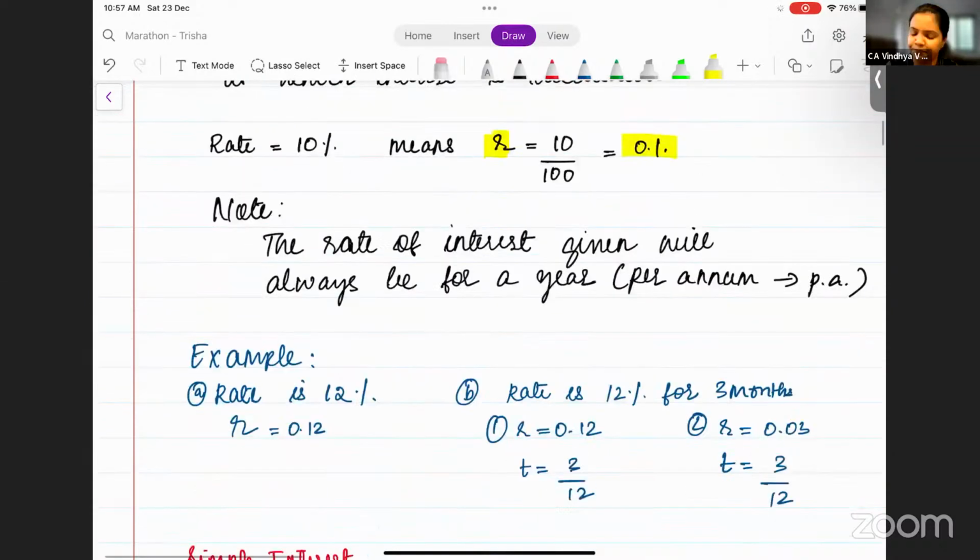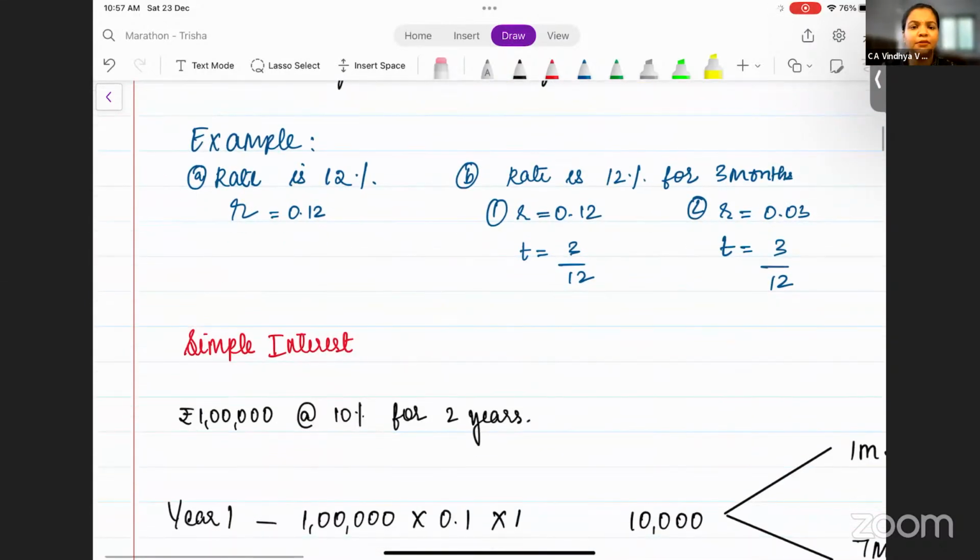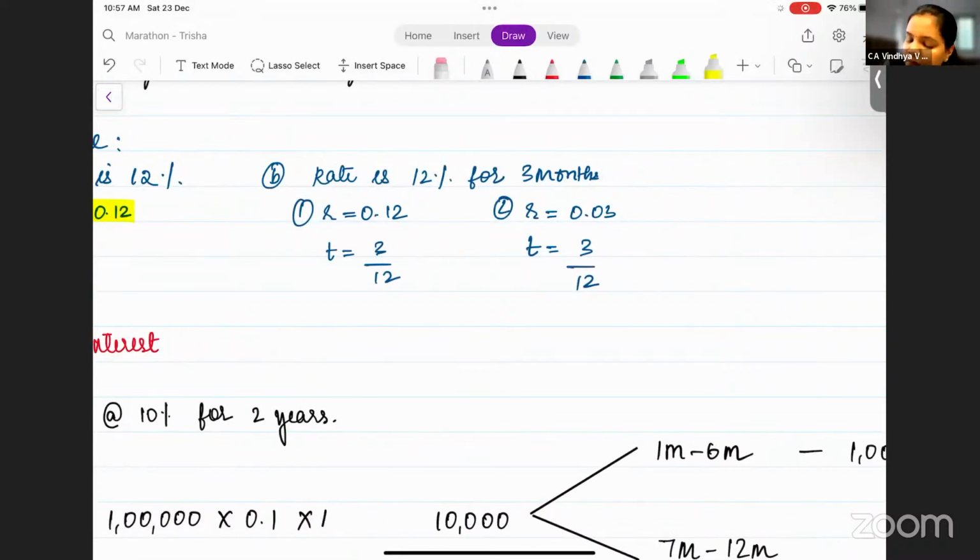Now one important thing here. Let's say the rate is given as 12%. So you will consider R as 0.12. But I'll change the question a little. Rate is 12% for 3 months. Since 3 months is given, we know that time is 3 by 12 because we have understood it in the previous part.